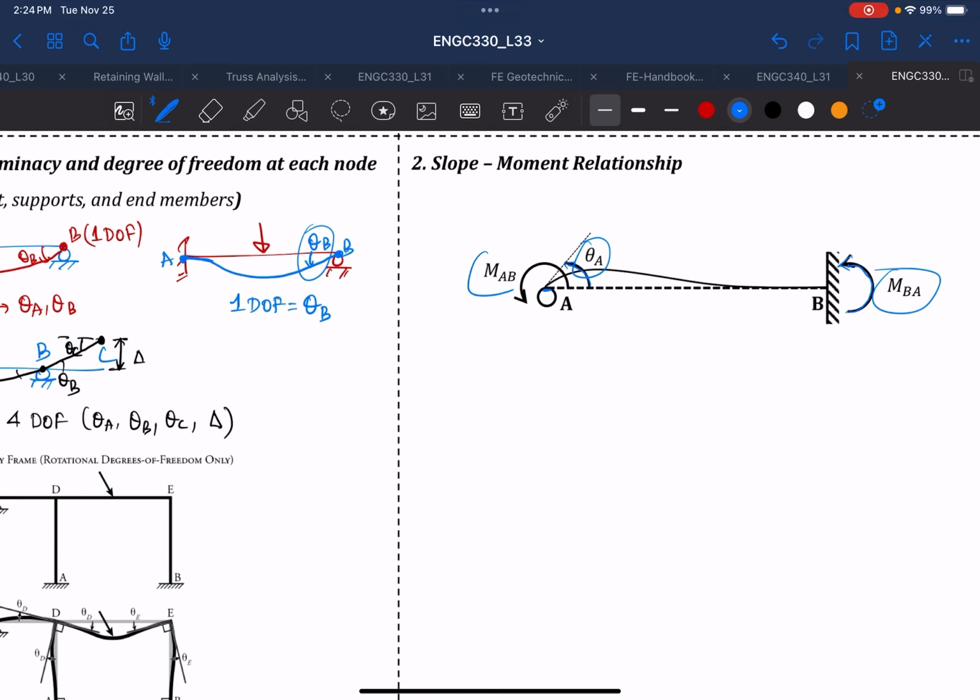So due to the applied MAB, we know that it will cause a moment at the support at the fixed end B. So now we want to find what is the relationship between MAB and MBA, and also what is the relationship between MAB and theta A, and similarly what's the relationship between MBA and theta A. So this is called the slope-moment relationship.